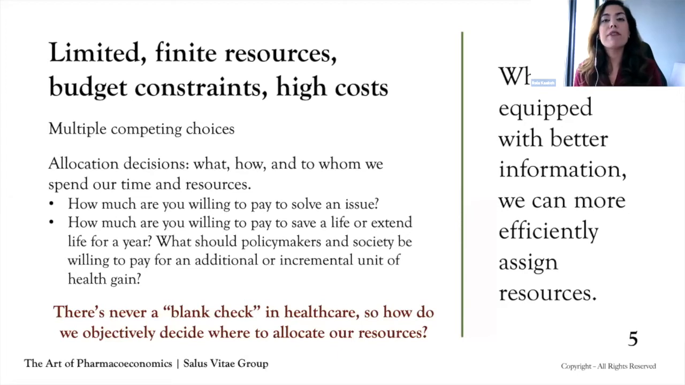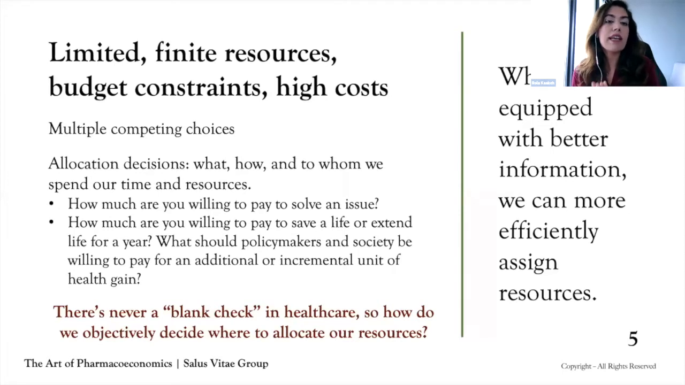So that means we have to start thinking about allocation decisions. We have to be very intentional and proactive in thinking about what, how, and to whom we spend our time and resources. So we have to start asking hard questions like, how much are you willing to pay to solve an issue? It could be very specific to a particular issue, or it can become much more broad, which makes it a lot more difficult to answer these questions.